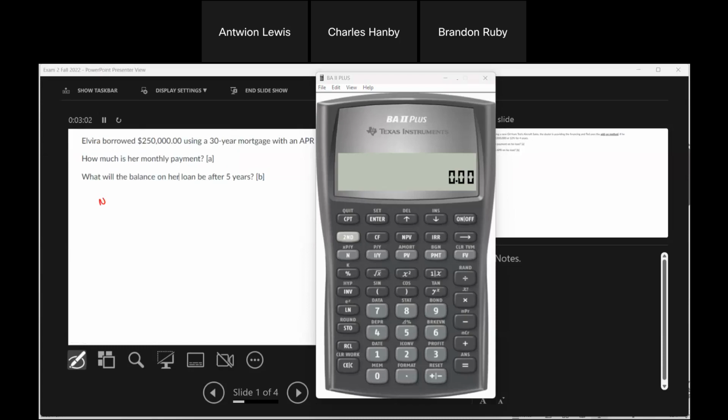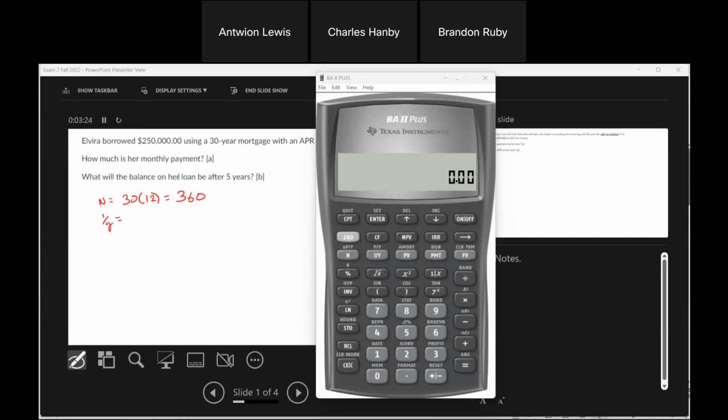Mortgage calculations are always going to be monthly. You might occasionally find something that pays differently, but the vast majority of them are going to be monthly. So 30 years monthly, 12 months in a year, that's 360 payments on a 30-year mortgage.